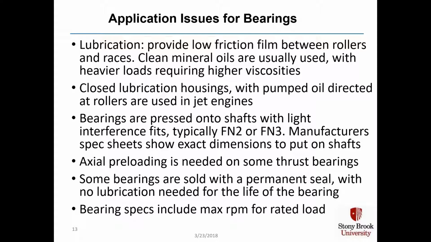You do need to lubricate your bearings. Typically you have a low friction film between the rollers and the races. You can use clean mineral oils, although the heavier loads require much higher viscosities. Most bearings are what they call closed lubrication housings. Bearings are press fit onto shafts with light interference fits, typically FN2 or FN3 as we defined in Chapter 13. You do need some axial preloading on some thrust bearings. Some bearings are sold with a permanent seal with no lubrication needed for the life of the bearing. And the bearing specs do include the max RPM for the rated load.